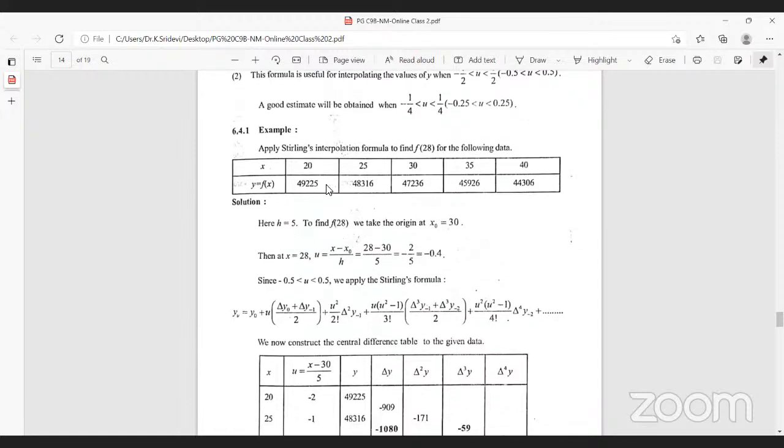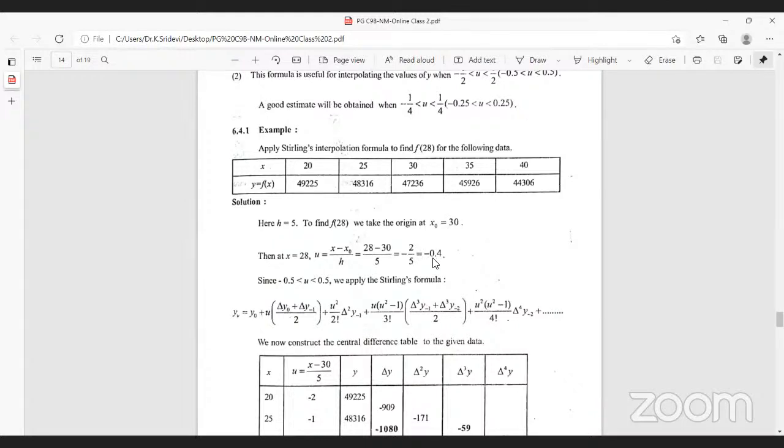Let us check it. H is equal to 5. What is the interval of difference in 20, 25? What is the difference between both? 5. Anyway, the interval of differencing is 5, and x naught is 30. And x is equal to our required value 28. So now u is equal to x minus x naught by h. Finding the u value: x is 28, x naught is 30, and h is 5. Minus 2 by 5, that is minus 0.4.